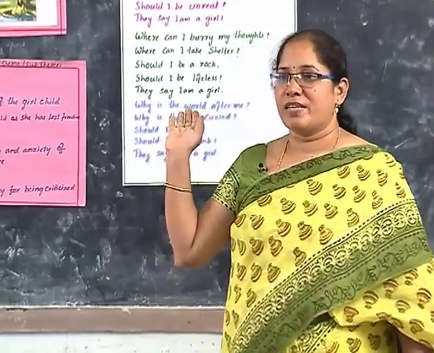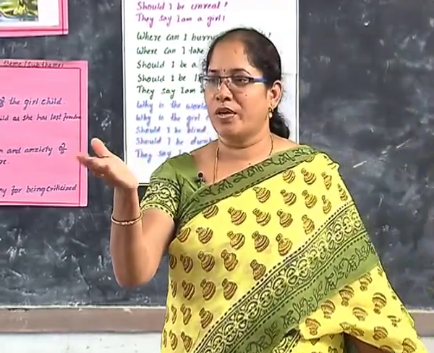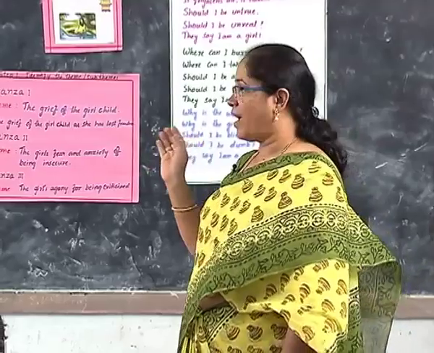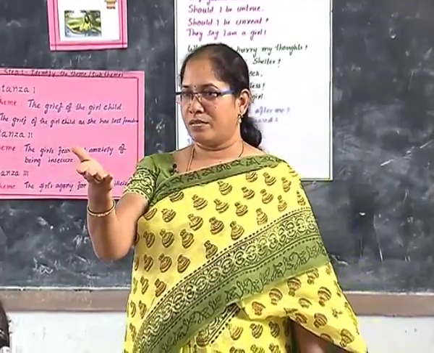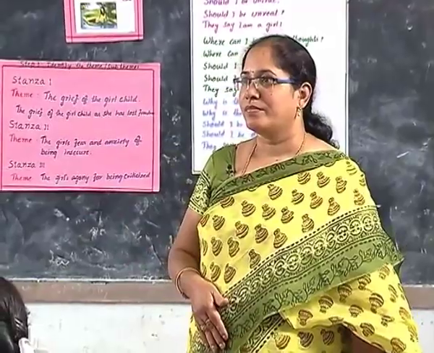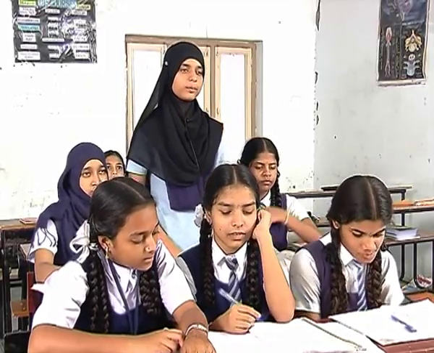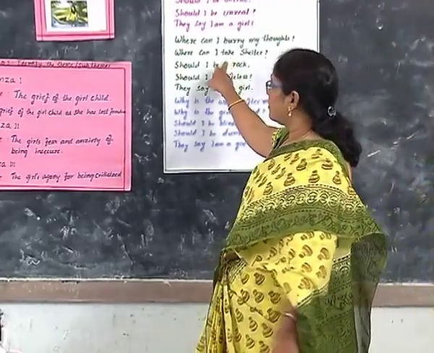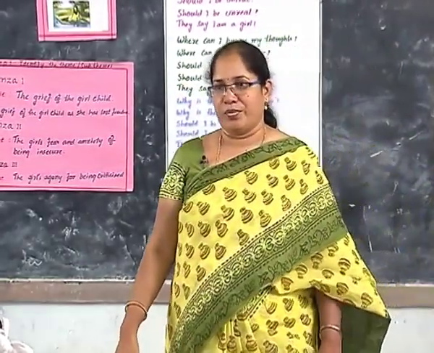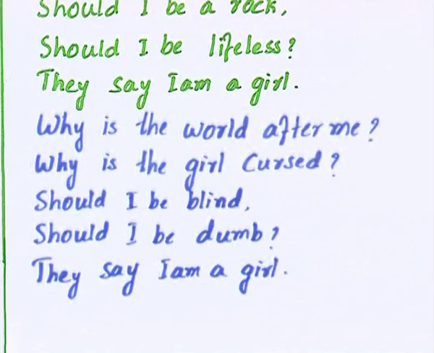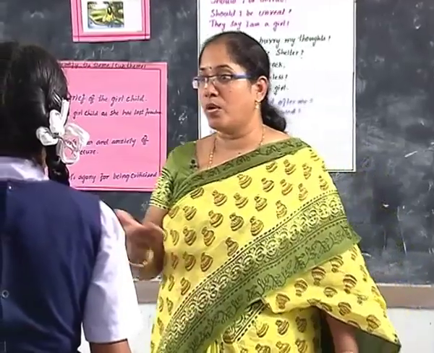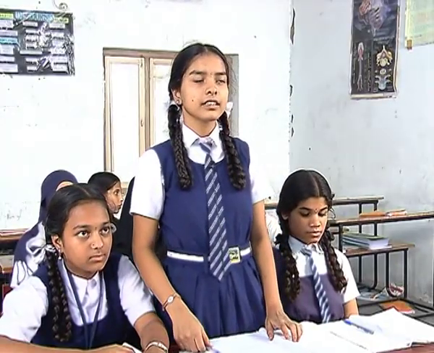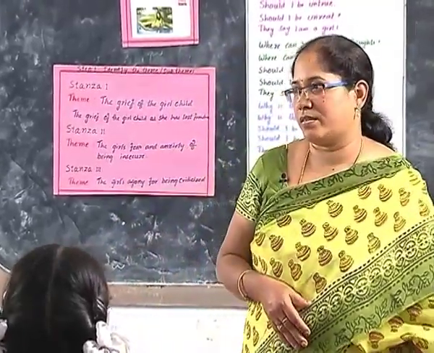What is the theme of the second stanza? Group 2, what have you written? The girl's fear and anxiety of being insecure. Okay, could you explain it? Anyone from your group? Yes. The line "Where can I take shelter" suggests that she is insecure. Okay, then what is the theme of the third stanza? Yes? The girl's agony. Agony of what? The whole world criticizes her. Good.